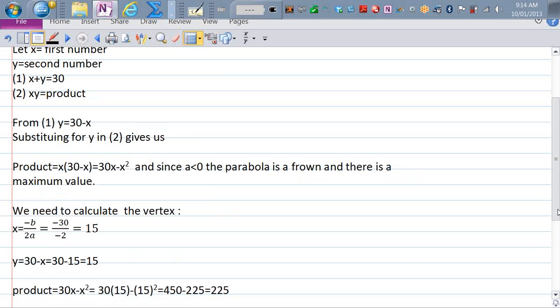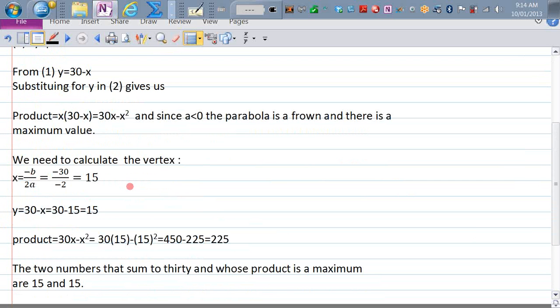So now we need to calculate the vertex. The vertex is minus b over 2a. So minus b, this is b right here, the coefficient of x, minus 30. A is minus 1, so 2 times minus 1, so we have 30 over 15. This tells us that the x value is 15. And the y value is 30 minus x, or 30 minus 15, so it also happens to be 15.